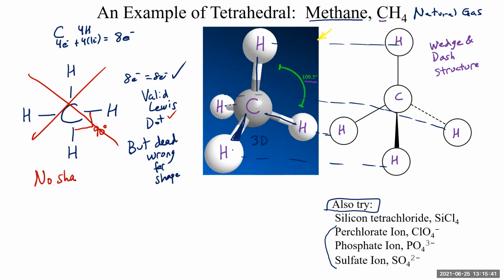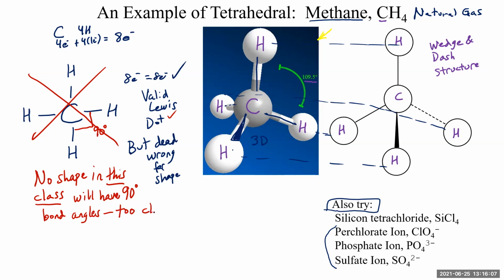No shape that we learn in this class. Now, there will be shapes that you look at in the future, but no shape in this class, unless I've changed my mind. No, I haven't. No shape in this class will have 90-degree bond angles. That is too close. That's the problem with that. Too close together. The electrons in these bonds don't have to be so close to each other.